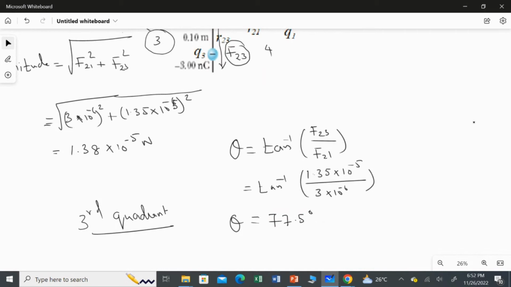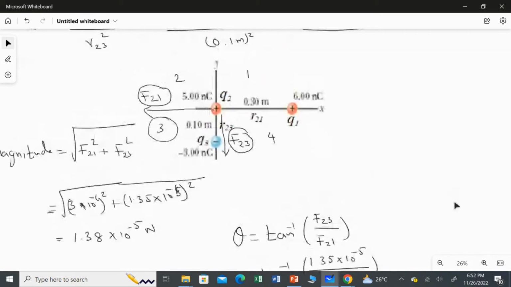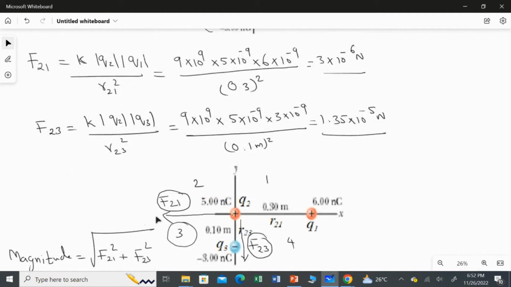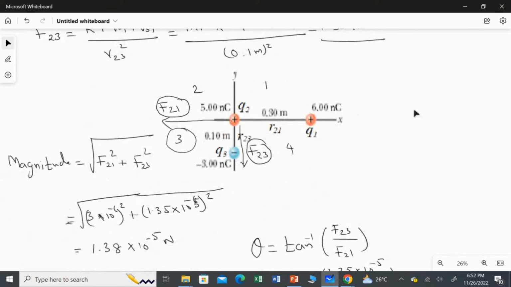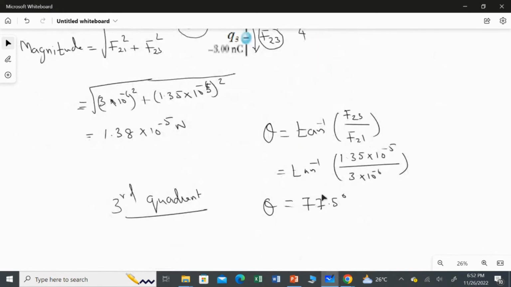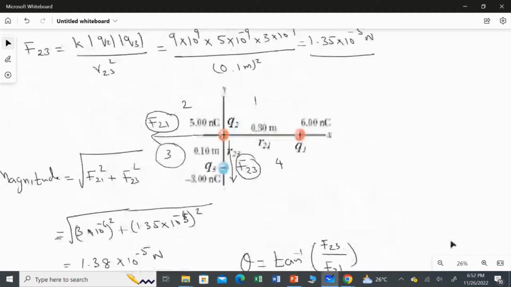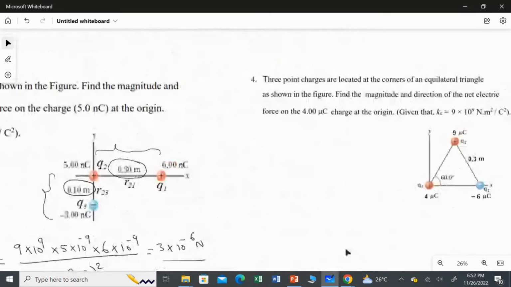If you want, you can write in terms of 360 degree. If you want, you have to write up to the second quadrant. We will get the answer up to 180. So 180 plus this number 77.5, we get approximately 257.5. Clear? Or you can leave as it is, just mention the quadrant place. Okay, that's it. Now we have to go to the fourth question.